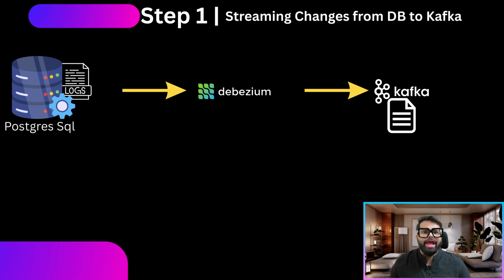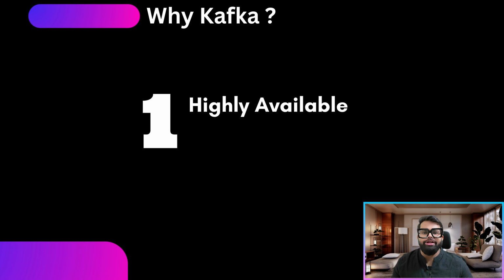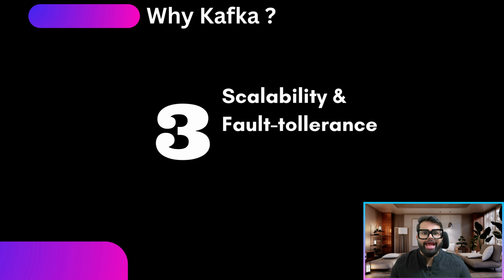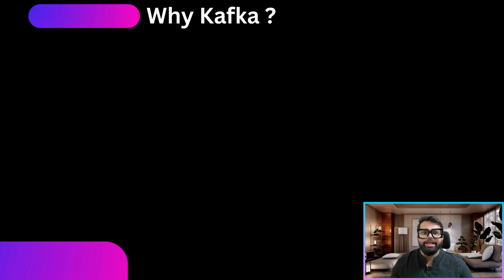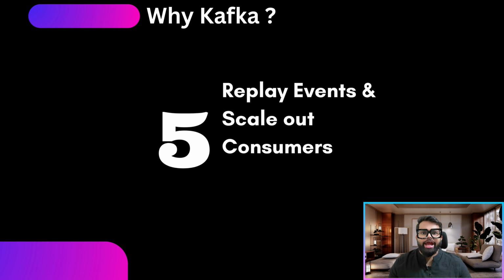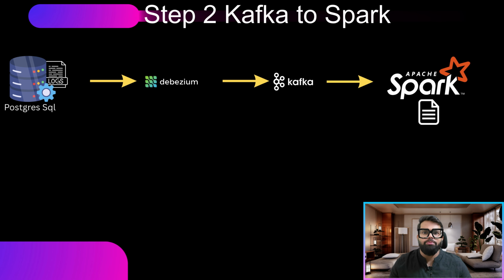Now you might ask, why Kafka? Kafka is not just a message broker, it acts as a highly available buffer for all real-time changes. It guarantees order, scalability and fault tolerance. Even if a downstream system crashes, Kafka ensures no data is lost. You can replay events, scale out and process data reliably. So in the first step, we have successfully turned raw database changes into a real-time fault-tolerant system, ready to be processed by the next stage in our pipeline.